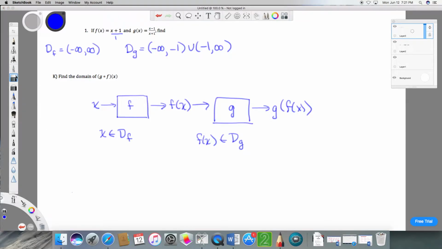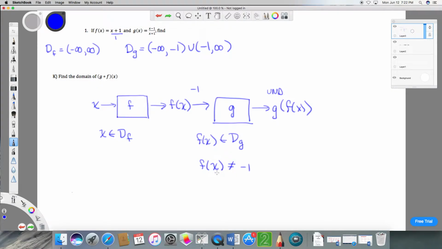What about here for g? Well, g takes on all input except -1. So we have to make sure that f of x is never equal to -1, because if we try to plug in a -1 into g, we get -2 divided by 0, which is undefined. The output is undefined, and we can't have that. So we have to figure out what input it was that caused an output of -1 and then prevent that from happening.